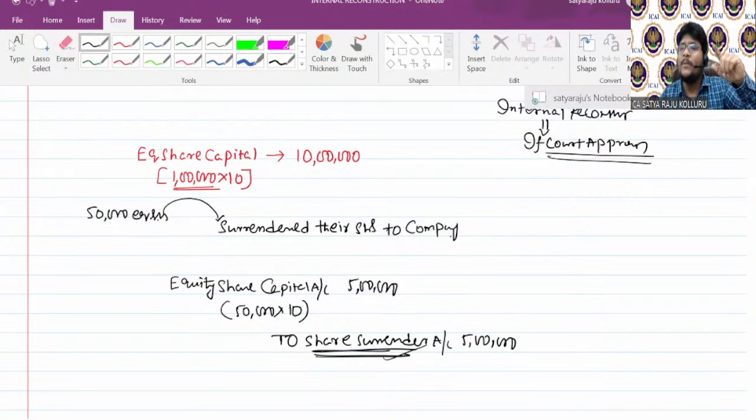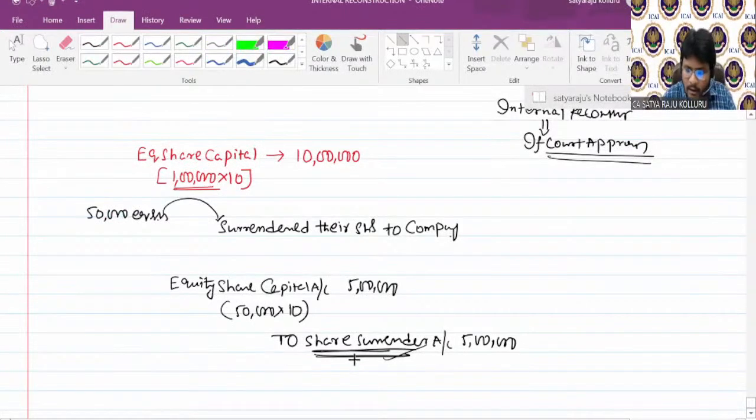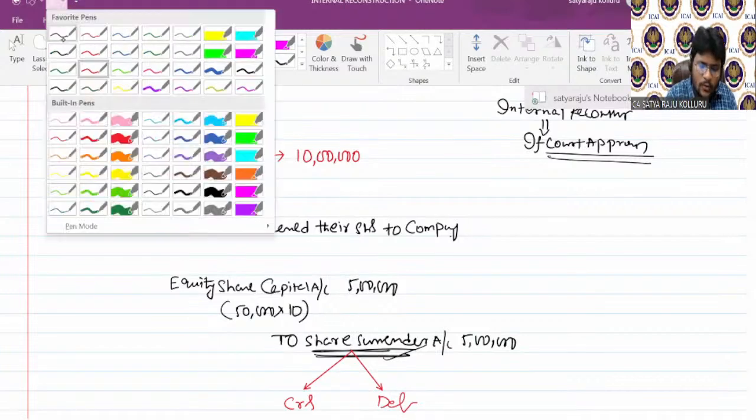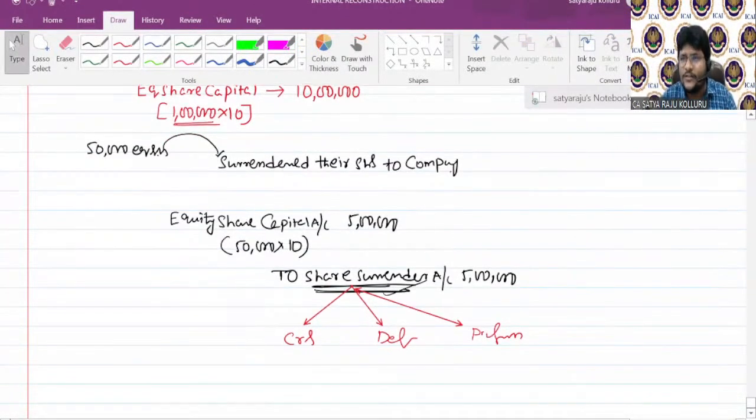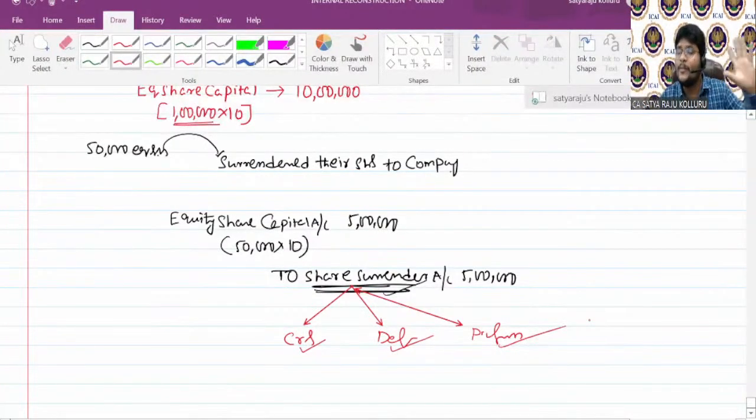Now, the shares presented under share surrender, you can utilize at the time of making repayment to various parties. I mean to say, with the balance of share surrender, you can make payment to creditors, debenture holders, preference shareholders, any party. No need of printing additional shares, no need of incurring additional listing cost. You can directly give the shares surrendered by the shareholders to the respective parties during the process of internal reconstruction. That is the base objective.